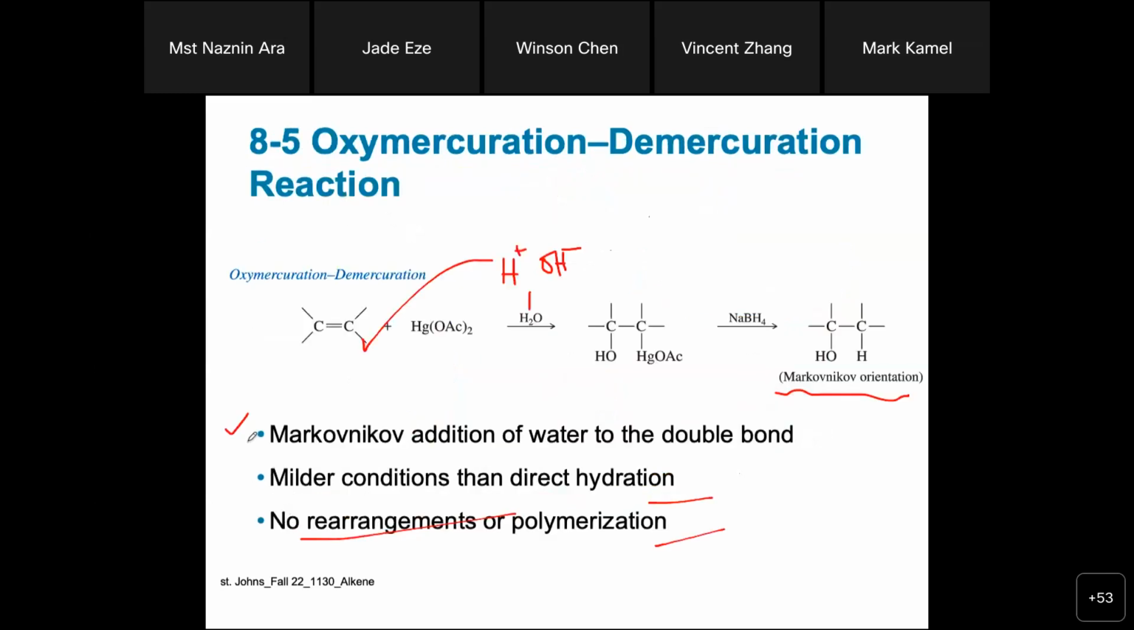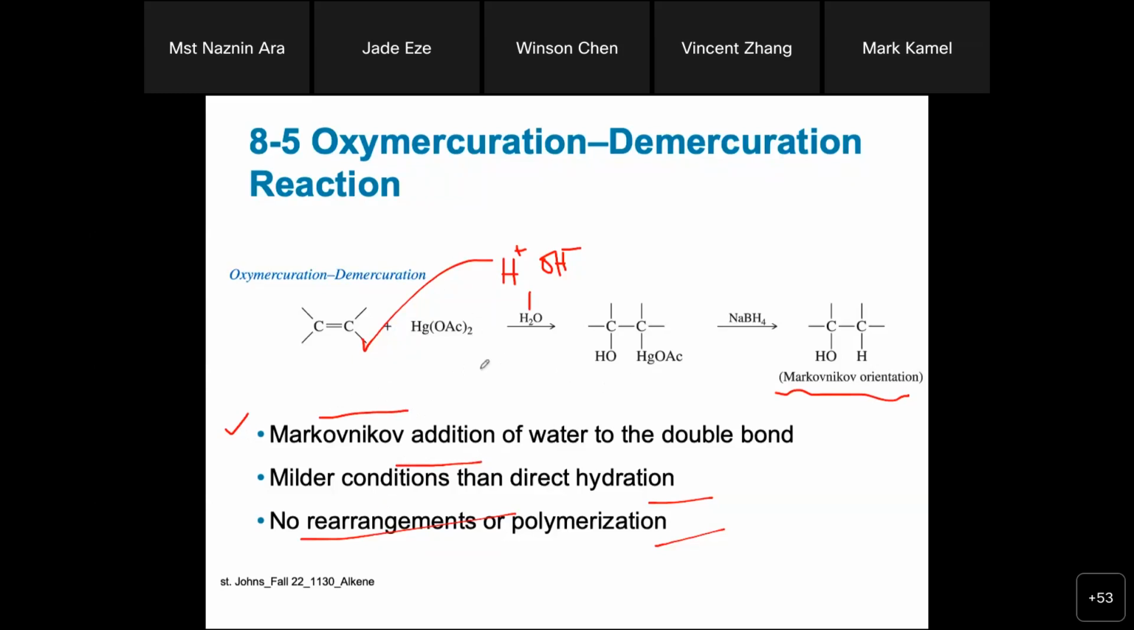Now we come to the oxymercuration or demercuration. This is another kind of reaction that happens with the alkene. Here, this kind of addition follows the Markovnikov rule, as I said, mostly follows the Markovnikov rule. So you just need to practice a couple of times, then you will be a master of that.